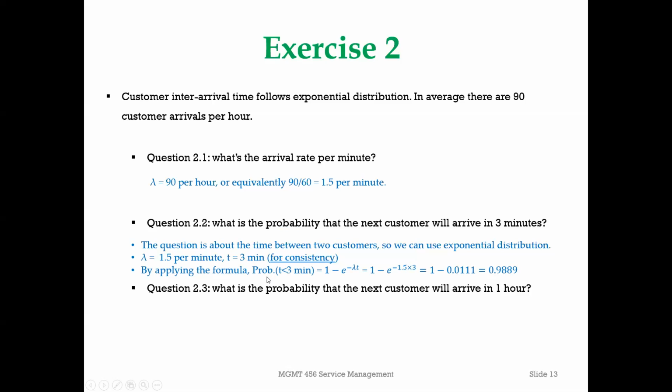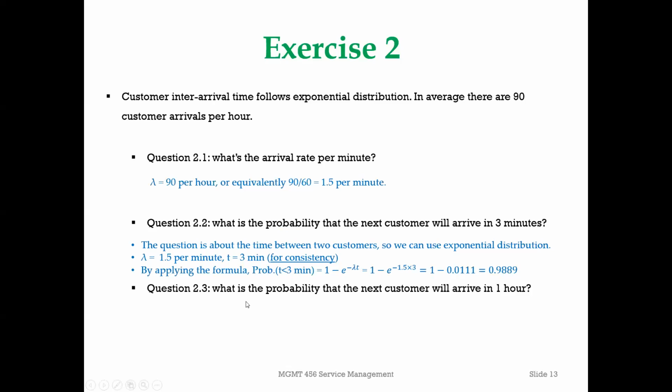So how likely is the inter-arrival time less than 3 minutes? This is the formula. We plug in the value for lambda and the t. We do the math, get 0.9889. So in other words, there's a little over 98% probability that the next customer will arrive in 3 minutes.